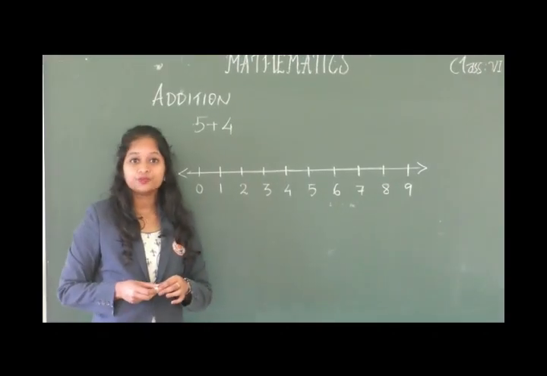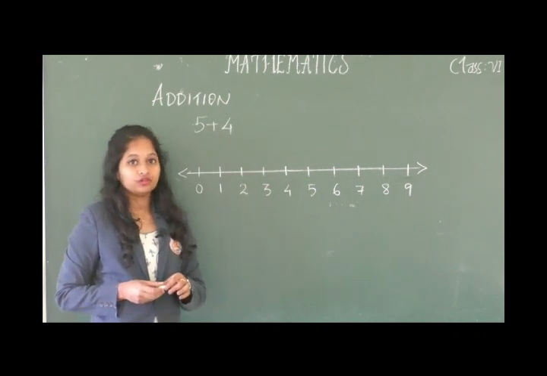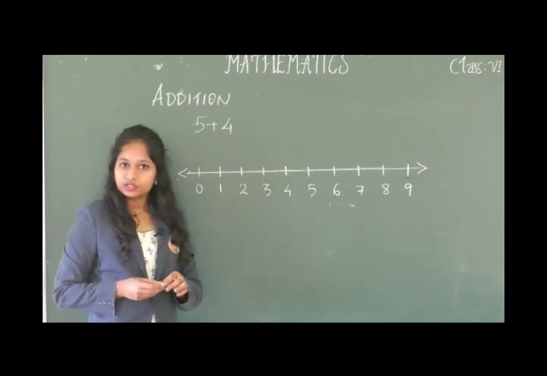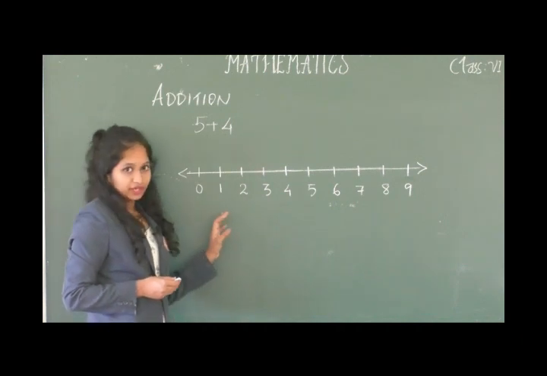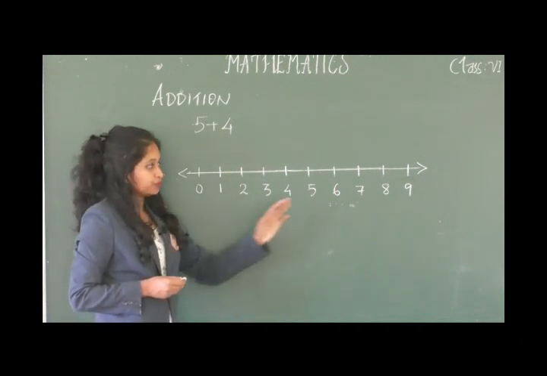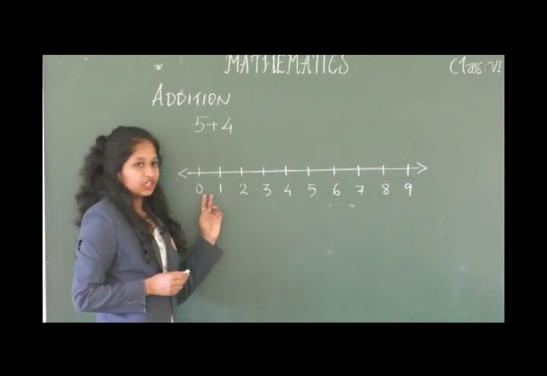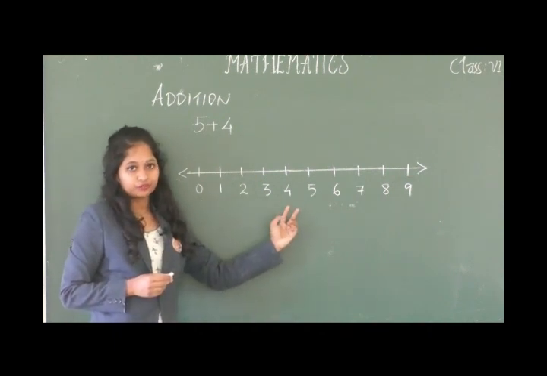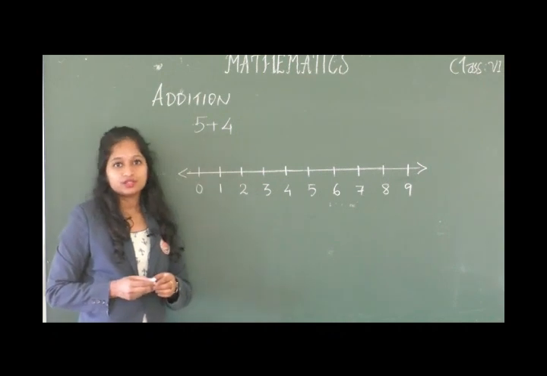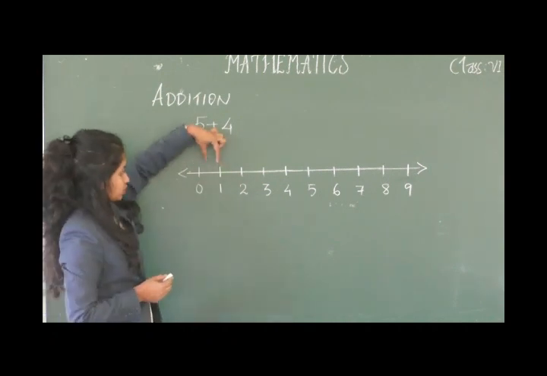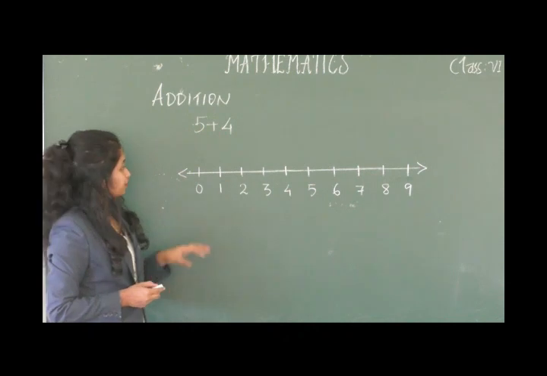Now let us move on to addition of whole numbers on a number line. For that, mark from 0 to a certain number. And remember to keep the units the same. For your convenience, keep 1 centimeter as 1 unit. This is called 1 unit.